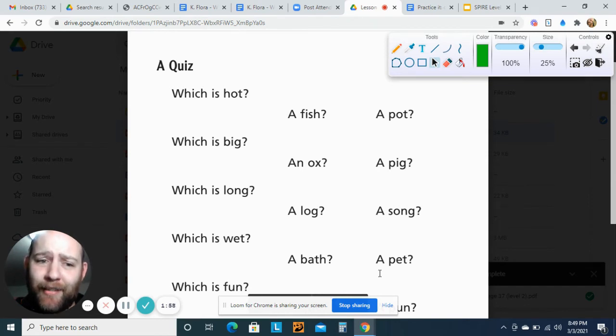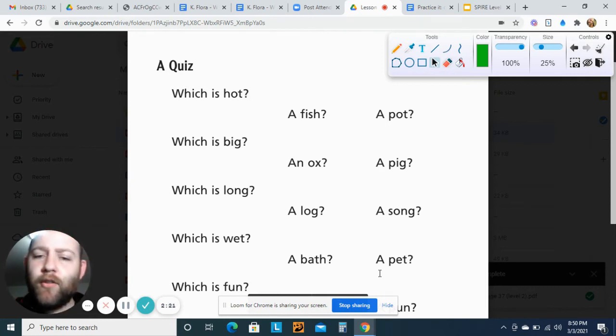Is an ox a big animal? Yes, it is a big animal. What about a pig? They can be, right? It is smaller than an ox, but some pigs can be big. Can some pigs grow to be big and fat? Yes. Have you ever been to the show museum? They have a big pig there.